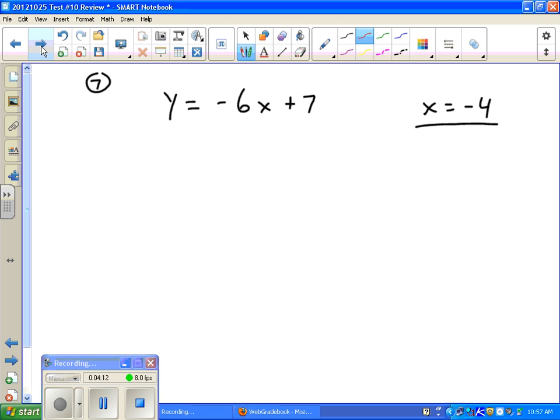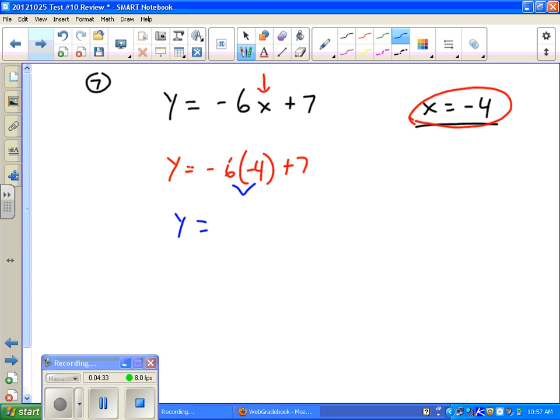Number 7 says y equals negative 6x plus 7 when x's value is negative 4. So plug in negative 4 right there. y equals negative 6 times negative 4 plus 7. Please Excuse My Dear Aunt Sally tells you to multiply first. So y equals negative 6 times negative 4 is positive 24, plus 7, y equals 31.